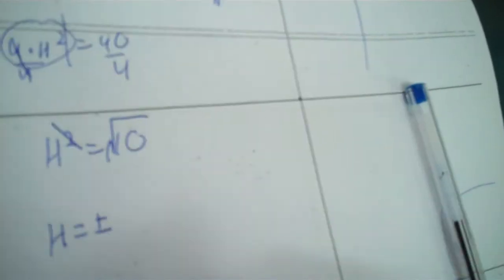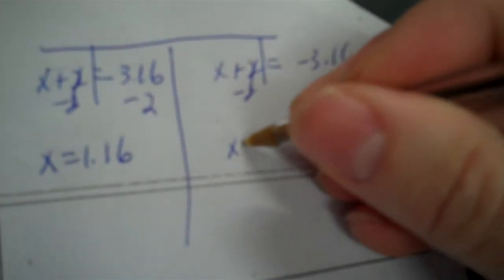Now remember, when I square root, that could be of the positive or the negative. Then I find the square root of the number 10, which is 3.16. So 3.16 or negative 3.16. Minus 2, that's going to be 1.16. Then minus 2, negative 3.16 minus 2 is negative 5.16.